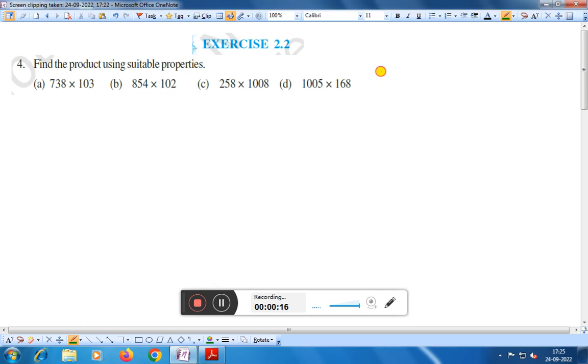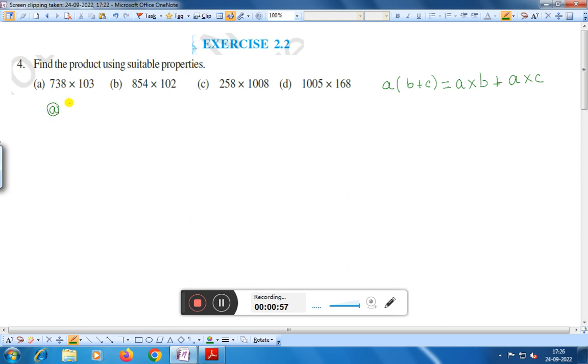The property is A into (B plus C) is equal to A into B plus A into C. We will use this distributive property, right? Now the solution for question number A.